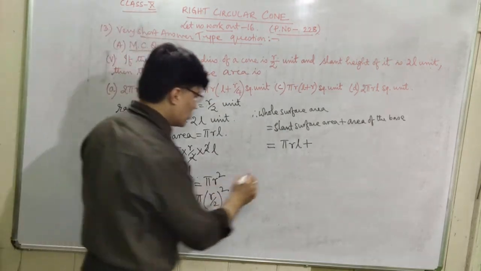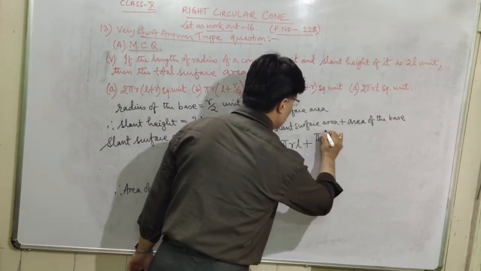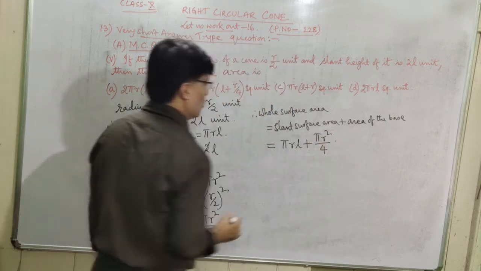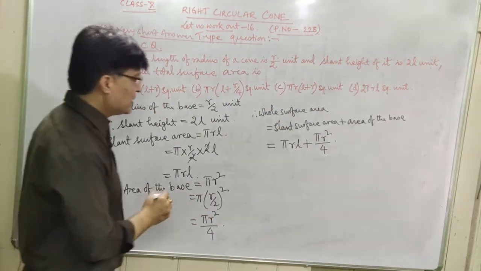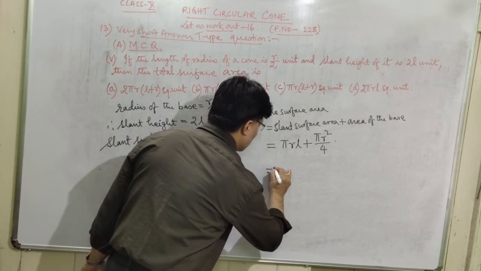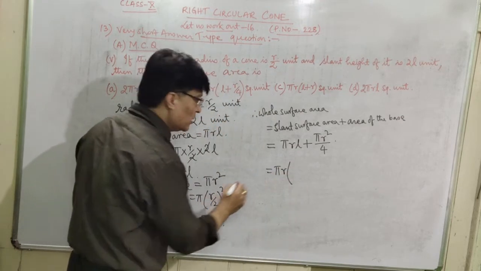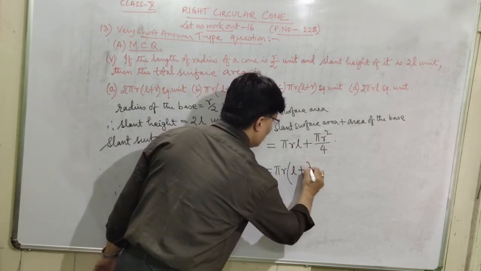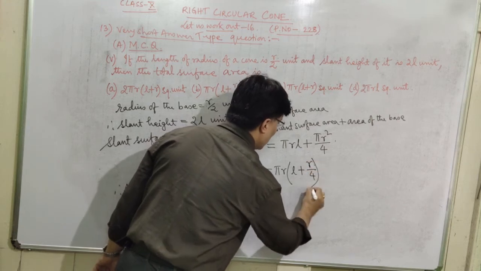It is pi r square upon 4. Okay? So we can take common out here. What is common? Pi r is common. Within bracket, what do we get? L plus r upon 4.